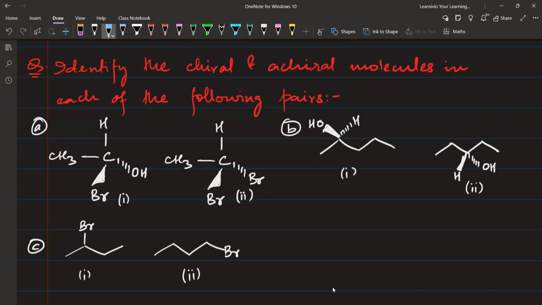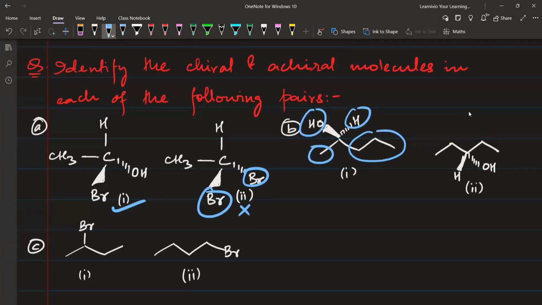You can see that in the A structure, the first structure has all four groups different. So this will be chiral. And here we have two same atoms. That is why it is not chiral. In the second one also, you can see that one, two, this is the third group, and this is the fourth group. All of the four groups are different. So this is chiral. Here you can see that there are two ethyl groups on the same carbon atom. This carbon has ethyl group. So these two are same.